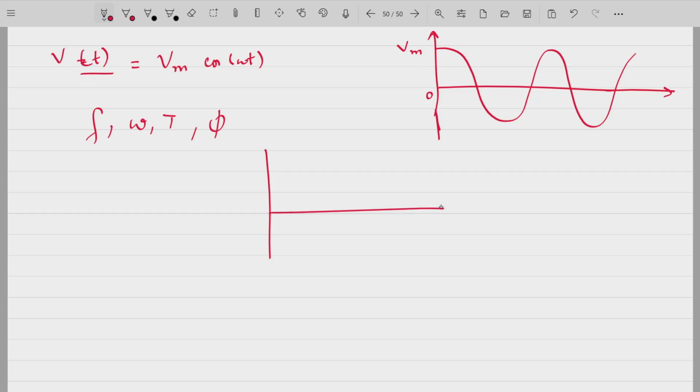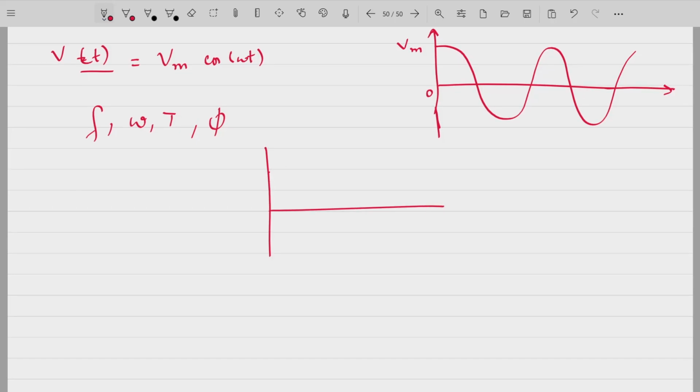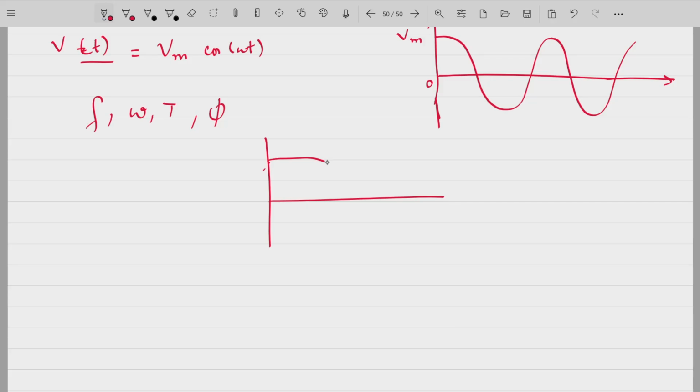Now, when we talk about alternating voltage, any periodic function is actually alternating. Even a square waveform like this is actually alternating. Now, why do we not then have a square function? Why are we using only sinusoidal functions? Why are we taking a sine waveform or a cosine waveform? That is the second question.